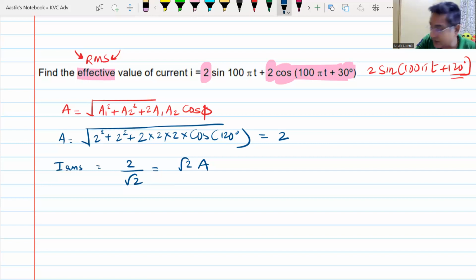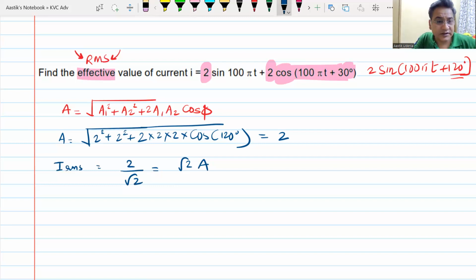This is the only way to do this. Remember the steps that we have done. You have to convert both the waves into sine wave and then find out the answer. Do we understand this? Yes, sir. I'll give you one more question. Everyone has noted this down? Yes, sir. Done, sir.